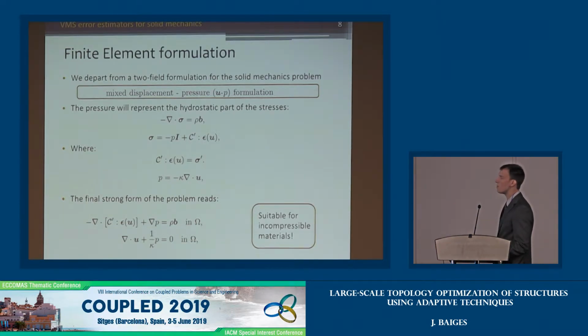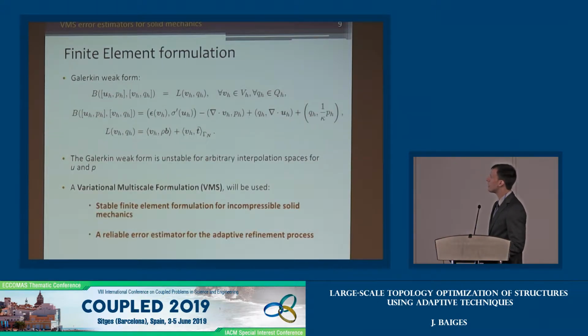The nice thing about this formulation is that it is suitable for incompressible materials, so it allows us to effectively reach the incompressible limit. So now we take the Galerkin weak form, so we pre-multiply by the test functions both for the displacement and for the pressure, and then we integrate over the computational domain, and we obtain this Galerkin weak form. The issue with this Galerkin weak form is that, as it is well known, it is unstable for the incompressible limit if we use arbitrary interpolation spaces for the displacement and the pressure.